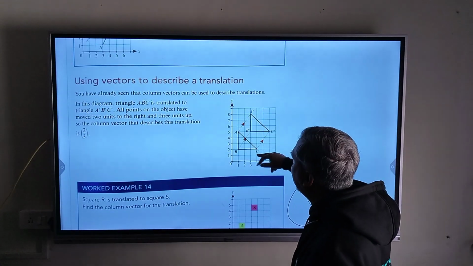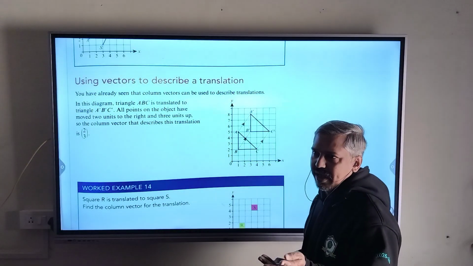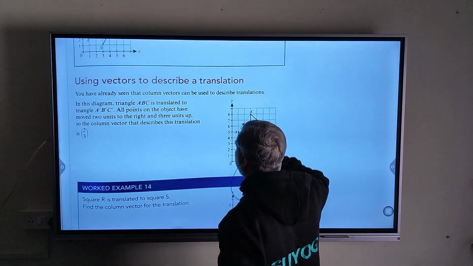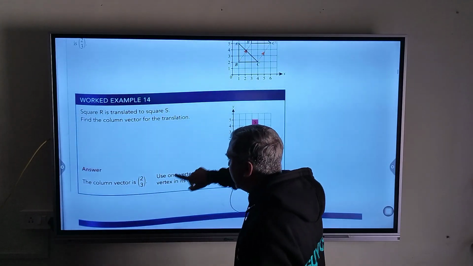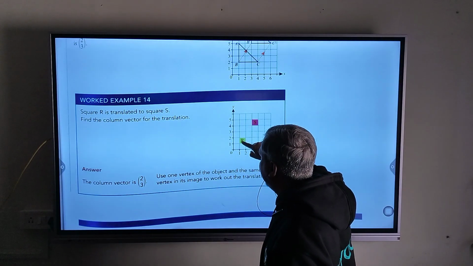Using vectors to describe the translation, we have already done that. In the previous section, there were transformations. One of the transformations was translation, and we have written that as a vector. So this part is done. The column vector is (2, 3), where from R2 you get S.